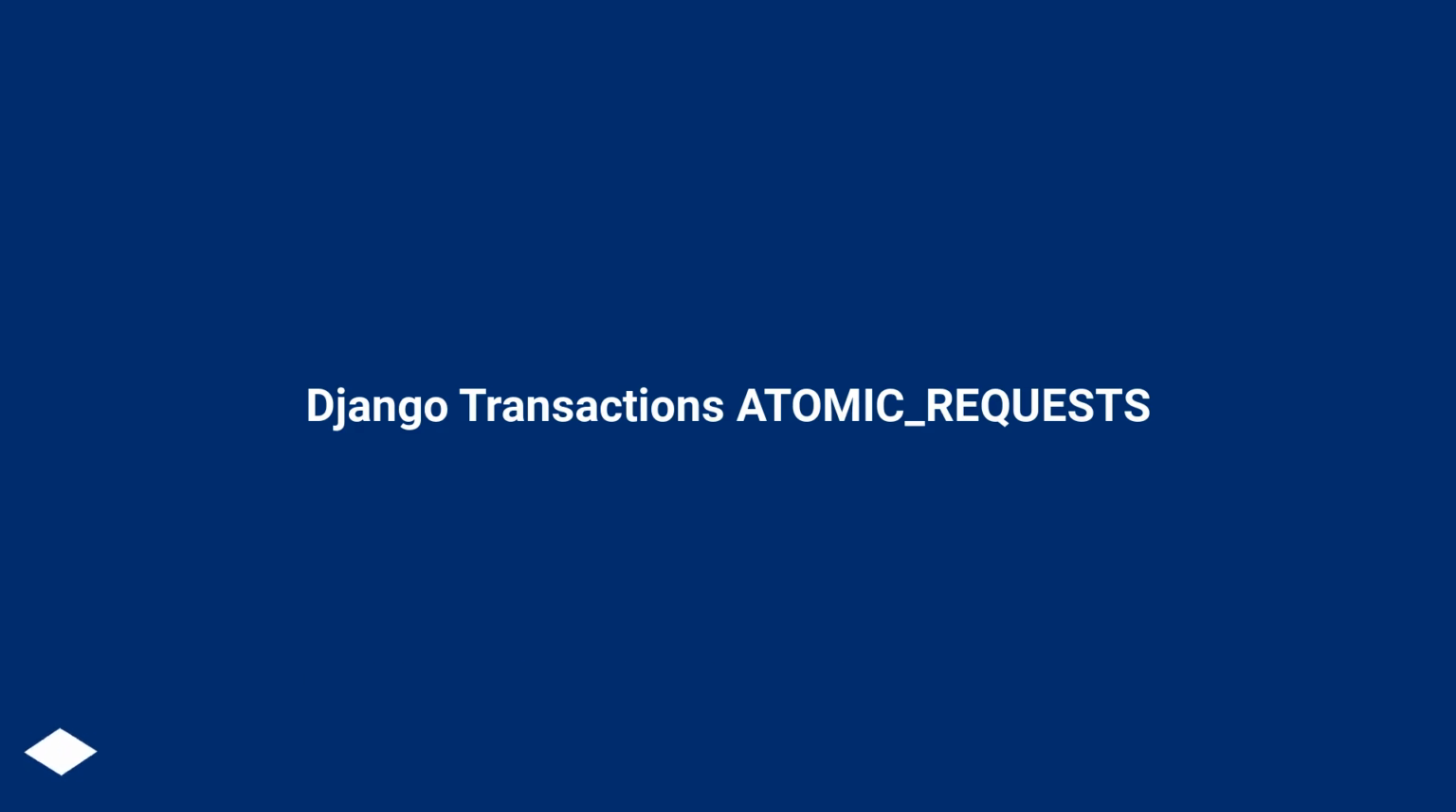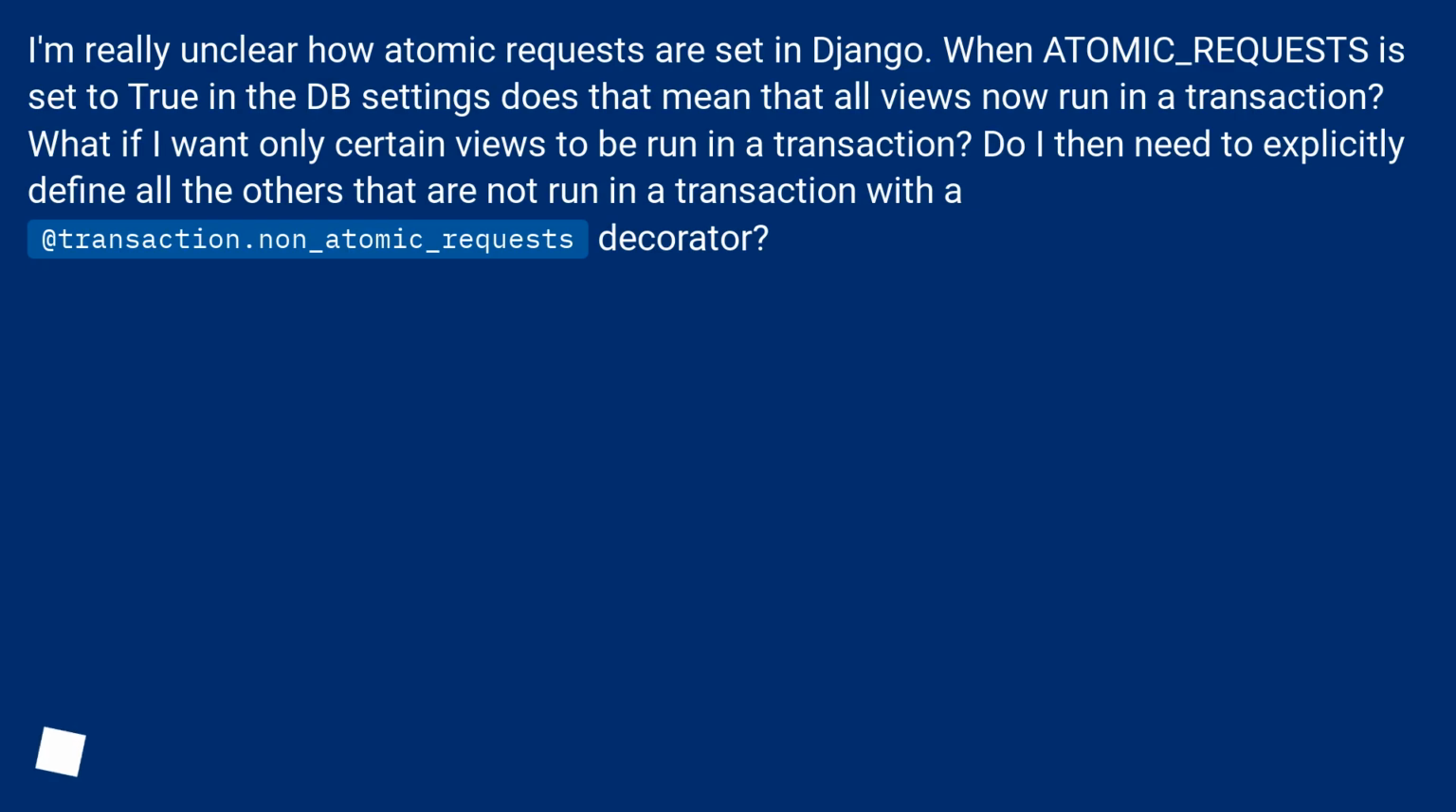Django transactions atomic_requests. I'm really unclear how atomic requests are set in Django. When atomic_requests is set to true in the DB settings, does that mean that all views now run in a transaction? What if I want only certain views to be run in a transaction?